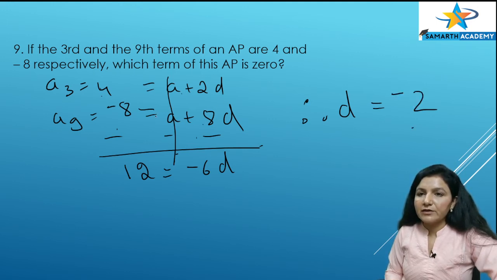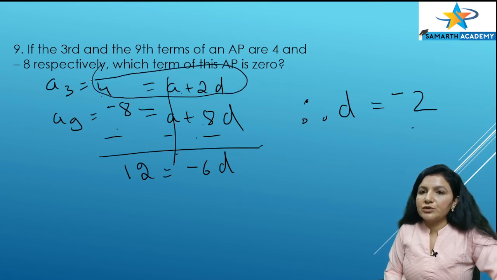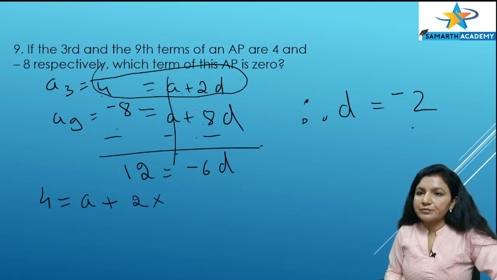Now take any one of the equations. We'll take the first one and substitute the value of D to get the value of A. So 4 is equal to A plus 2 into minus 2. 4 is equal to A minus 4. Send 4 that side. Therefore, A is equal to 8.